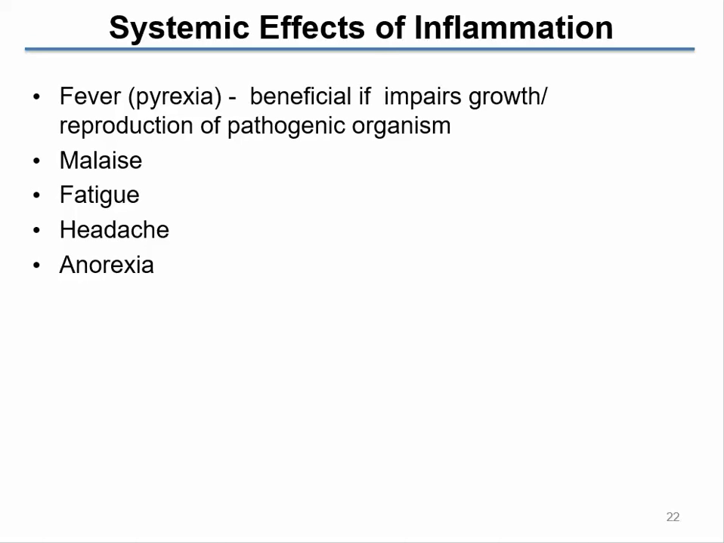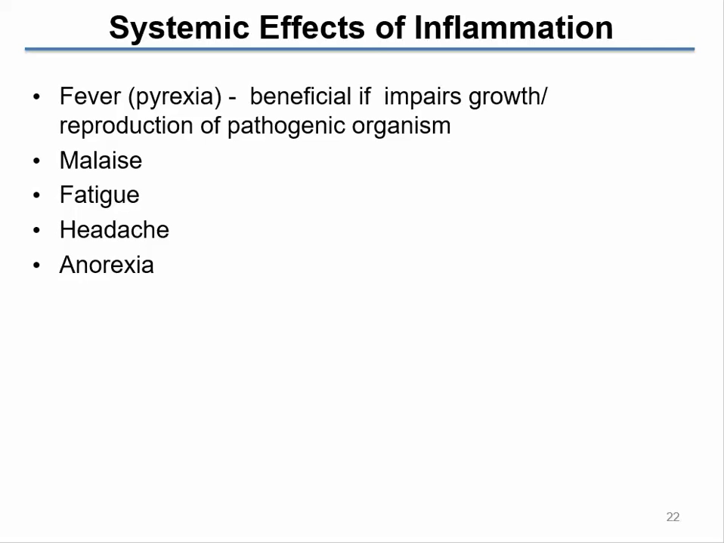Fever can be really good if it stops the growth of pathogenic organisms. It speeds up healing. It's kind of a positive thing, as long as it doesn't get out of control. Malaise, or just feeling like crap, is systemic inflammation. Fatigue, headache, loss of appetite, anorexia are all these systemic inflammations. And that's why we see these things in a lot of different systemic diseases.